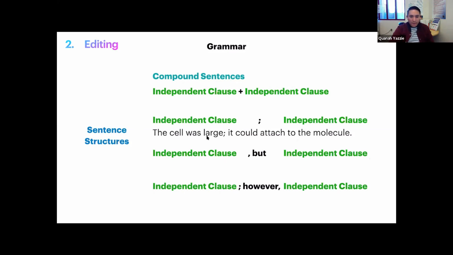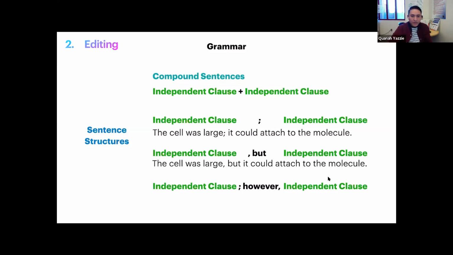And then same thing with the next one. If we're going to separate sentences with coordinated conjunctions, we have the same sentence at the top. We can do either of these to make this an even longer sentence. Instead of having these short sentences when we're talking, when we're writing, we can add these things. So here we're adding a coordinated conjunction. The cell was large, but it could attach to the molecule.